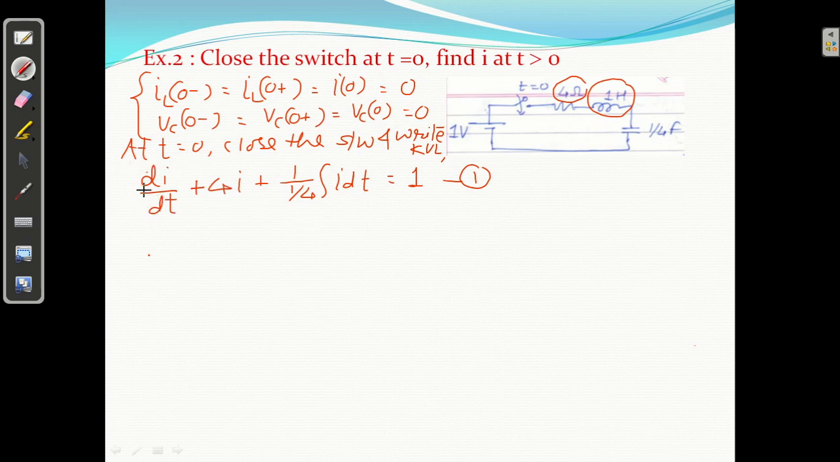So when you differentiate, here d square by dt square I will come. So d square plus 4 di by dt will come. Di by dt becomes D, plus 1 upon 1 by 4, meaning 4, and here I will come, equal to, the differentiation of 1 is 0. Clear? So this is equation number.